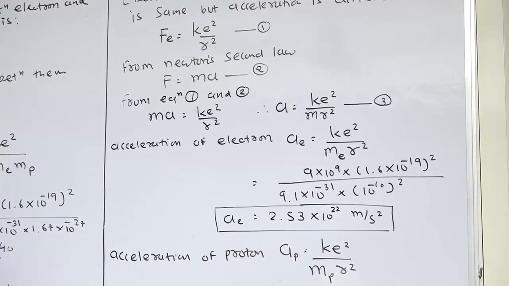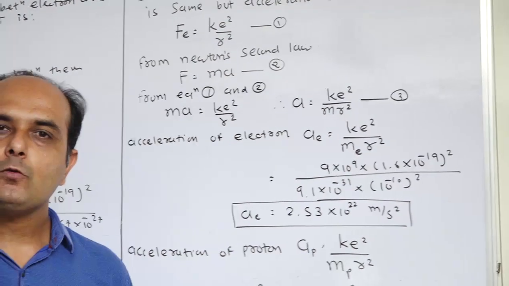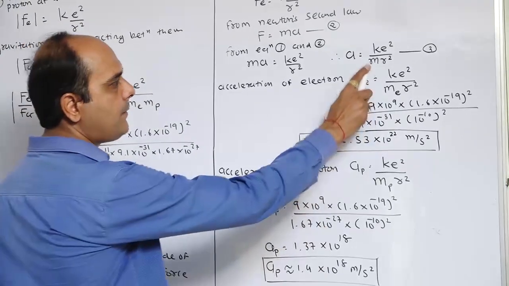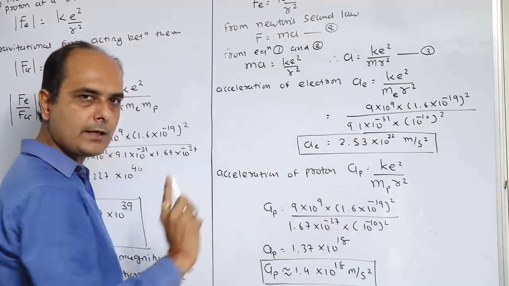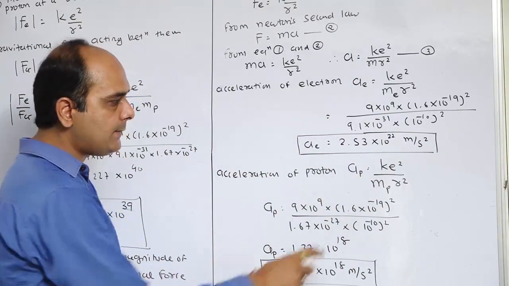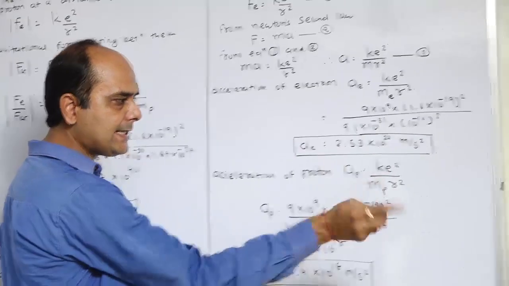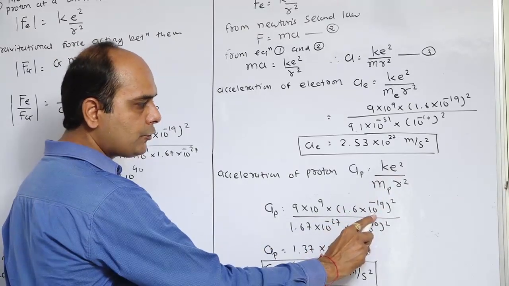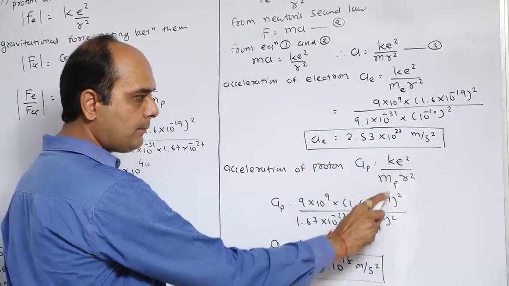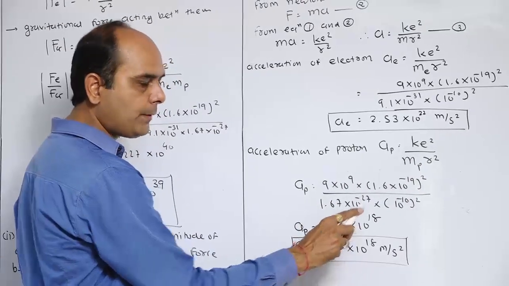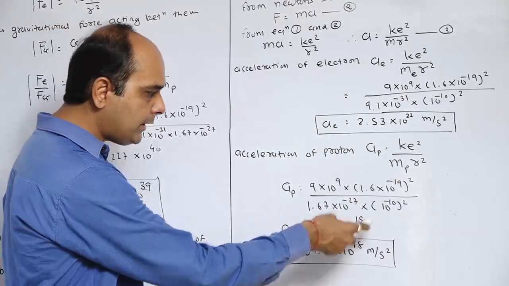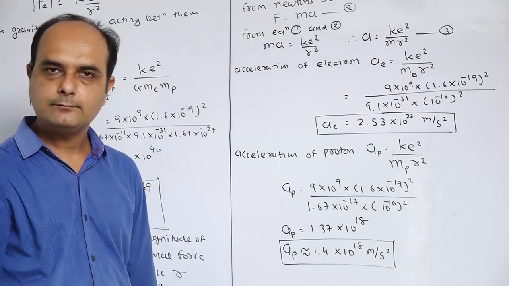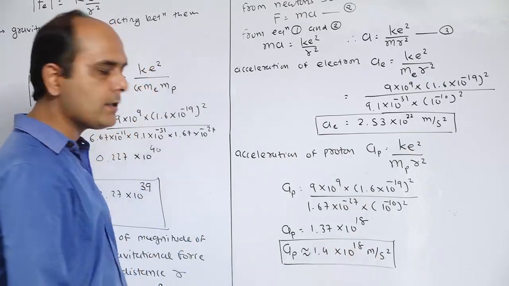Okay, now this is our acceleration of the electron. So now calculate the acceleration of the proton. Simple change takes place. The mass is replaced by the mass of proton. The same equation can be used. Again, only the mass of proton changes. Remaining all the things are as it is. Where K is 9 into 10 to the 9, e is 1.6 into 10 to the minus 19, r is 10 to the minus 10, and mass of proton is 1.67 into 10 to the minus 27. By calculating them, your answer will be 1.4 into 10 to the 18 meter per second square.